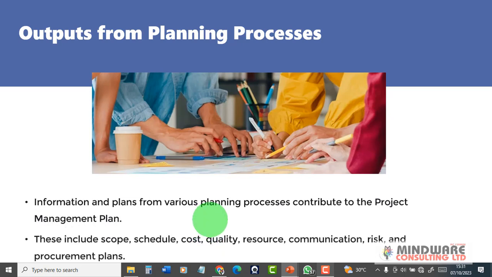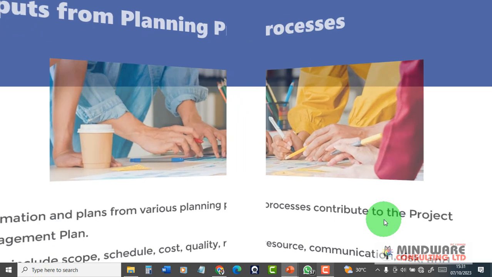Okay, now this includes scope, schedule, costs, quality, resource, communication, risk, and procurement plans. So as you can see, it's like I've already explained. So all the plans put together, the information from all those plans now form the input in this particular process.